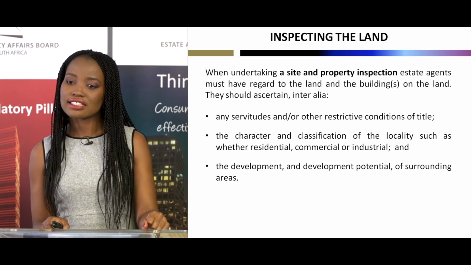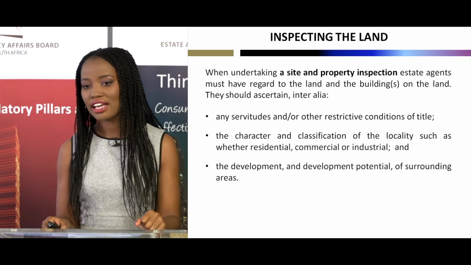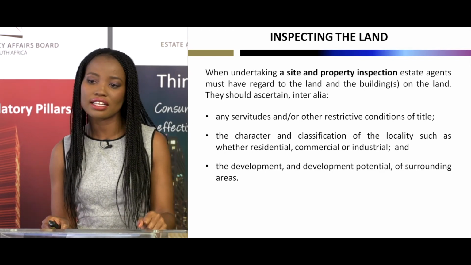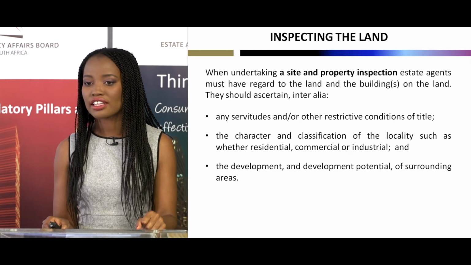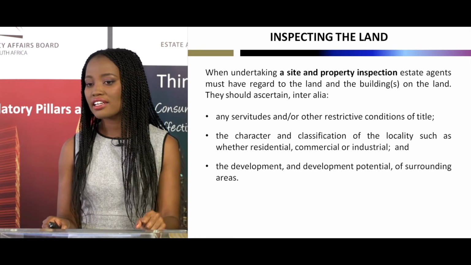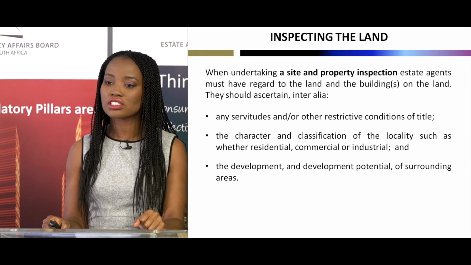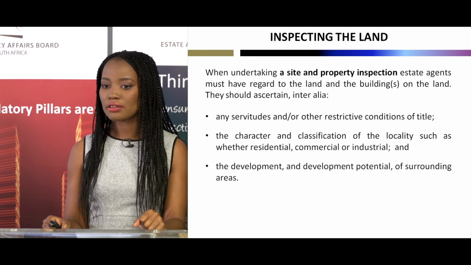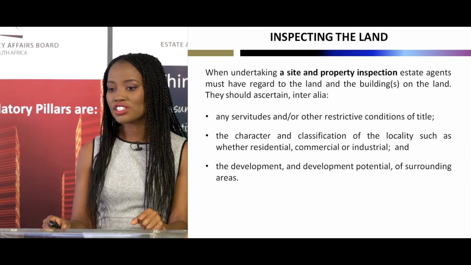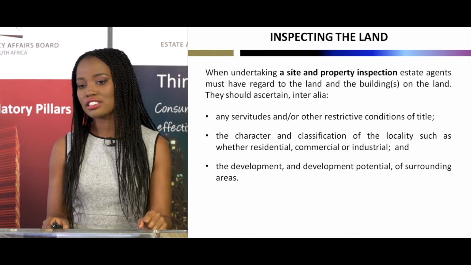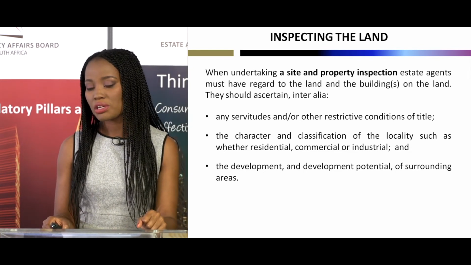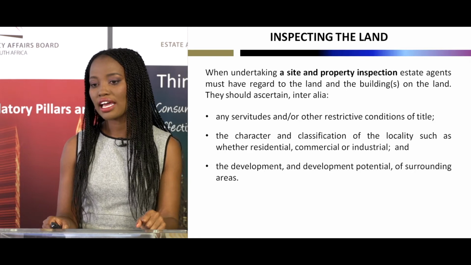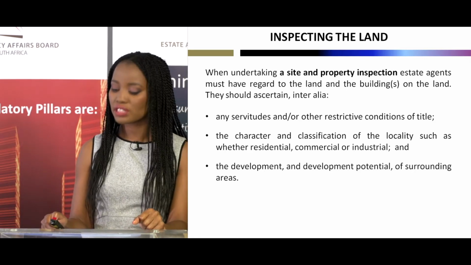When undertaking a site and property inspection, estate agents must have regard to the land and the buildings on the land. They should ascertain any servitudes or any other restrictions, conditions of title, the character and classification of the locality, such as whether residential, commercial, or industrial, and the development and development potential of surrounding areas.